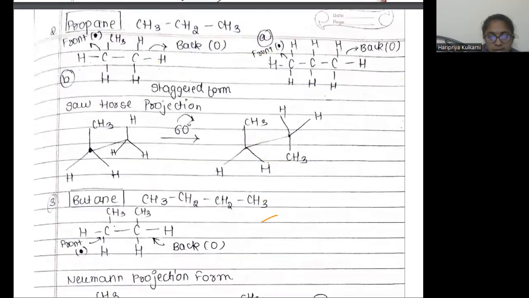Coming to the next one, that is propane. Just now we discussed ethane. Now coming to propane. Propane has 3 carbon chains, right? So the first one, the eclipsed form, is this one. This is the eclipsed one, which is, of course, 3 carbon atoms, prop and ane.